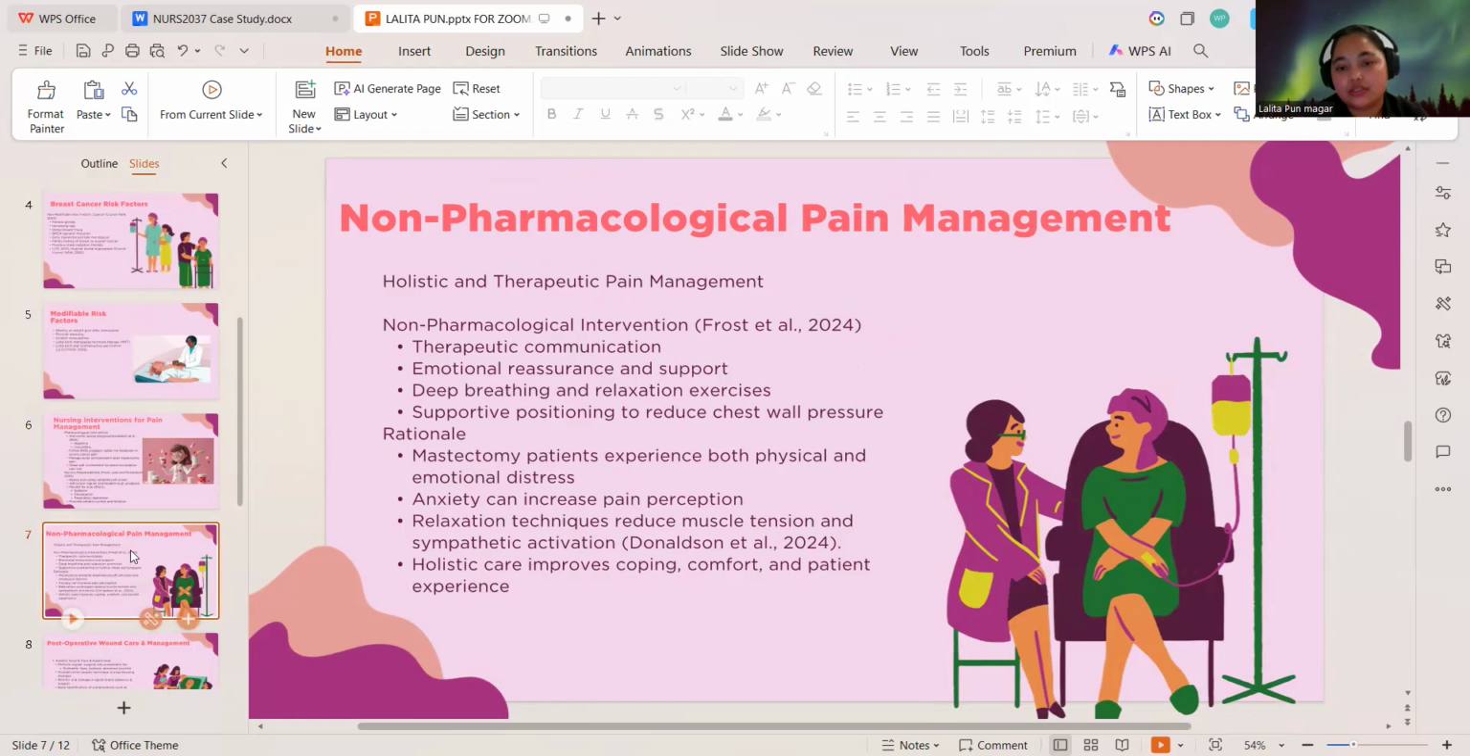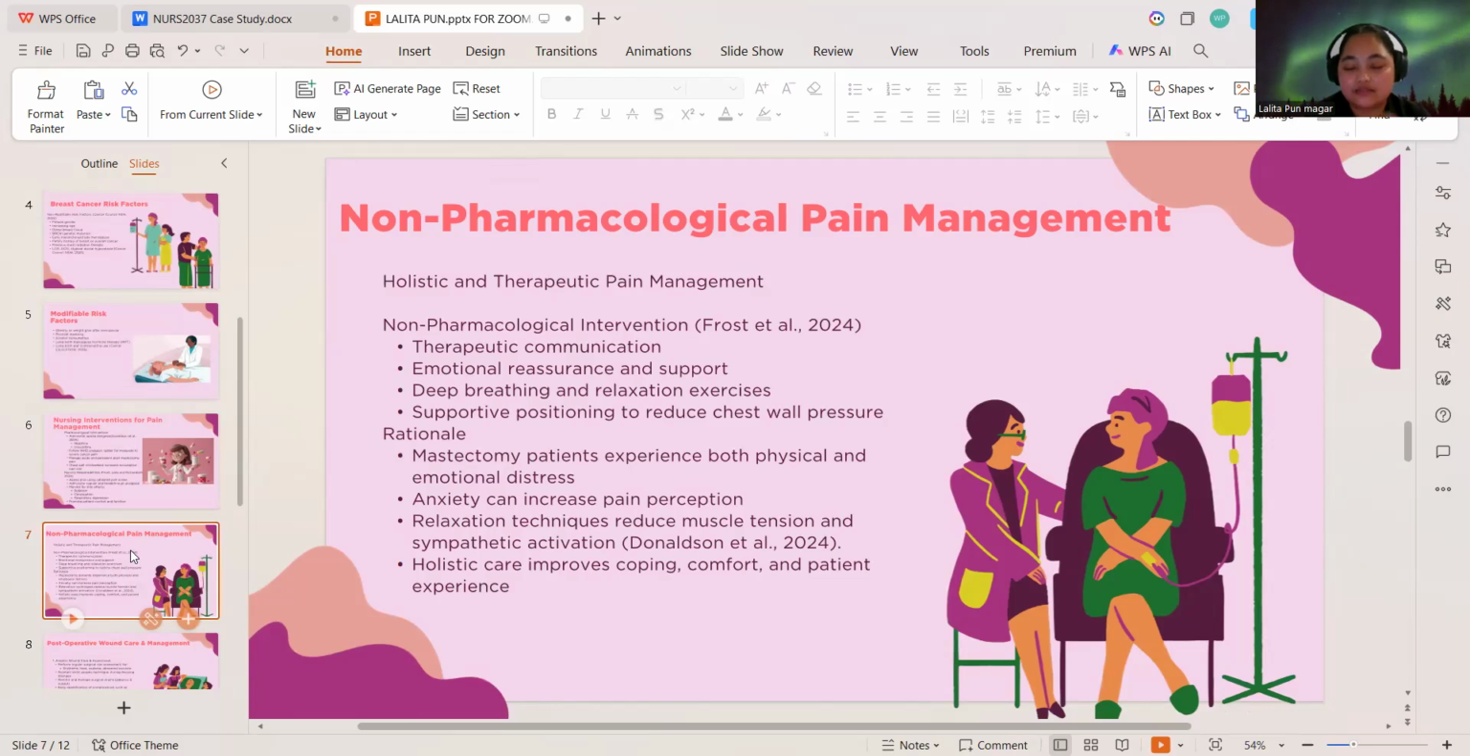So in this intervention, the use of therapeutic communication combined with relaxation techniques and supportive positioning is used. Evidence indicates that patients undergoing mastectomy experience not only physical pain, but also emotional distress, which requires holistic therapeutic care beyond routine clinical tasks. So in Amara's case, anxiety related to advanced cancer may heighten pain perception. Deep breathing exercises, relaxation strategies, and positioning to reduce pressure on the chest wall can help decrease muscle tension and sympathetic activation, thereby reducing perceived pain and improving comfort.